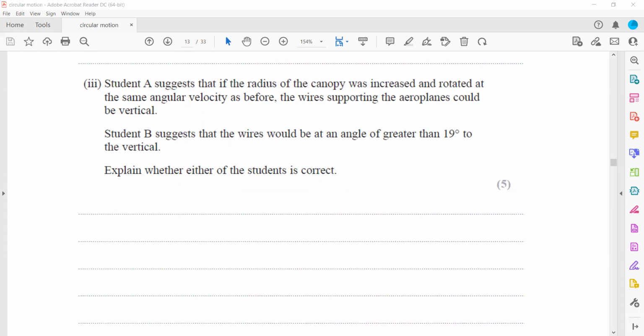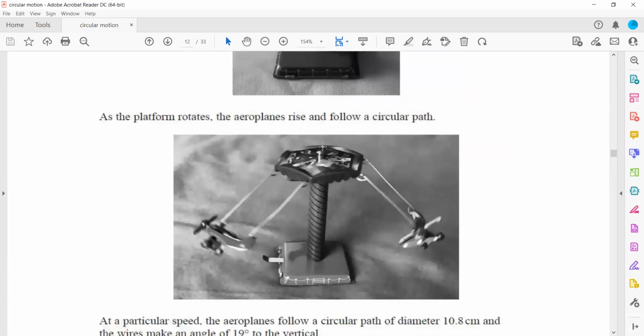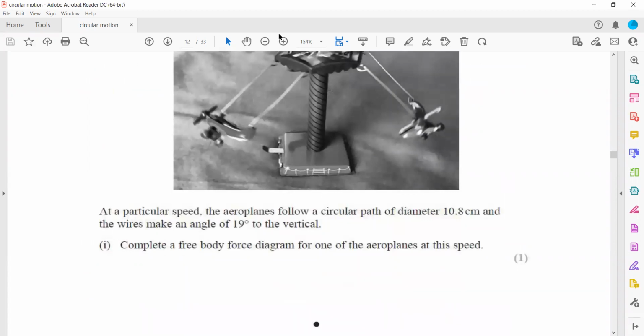So if it is vertical, the horizontal component will be 0. As it is rotating in this manner, there is no horizontal component.